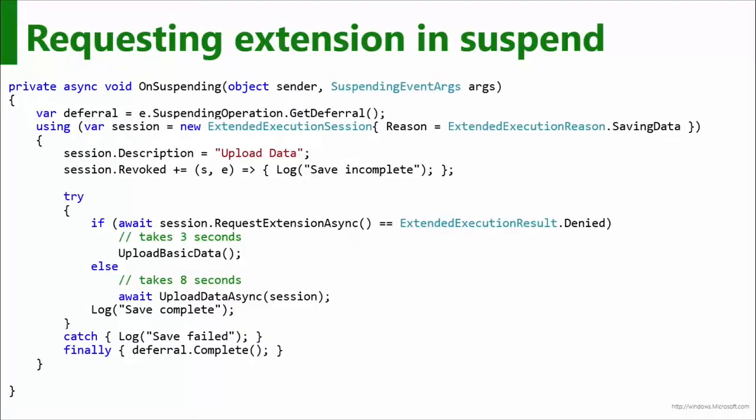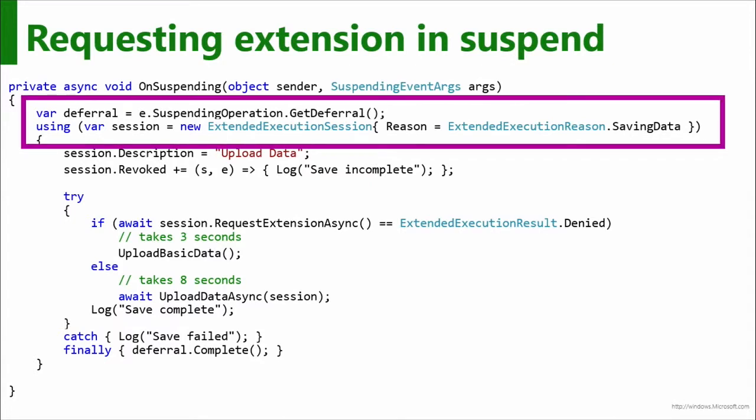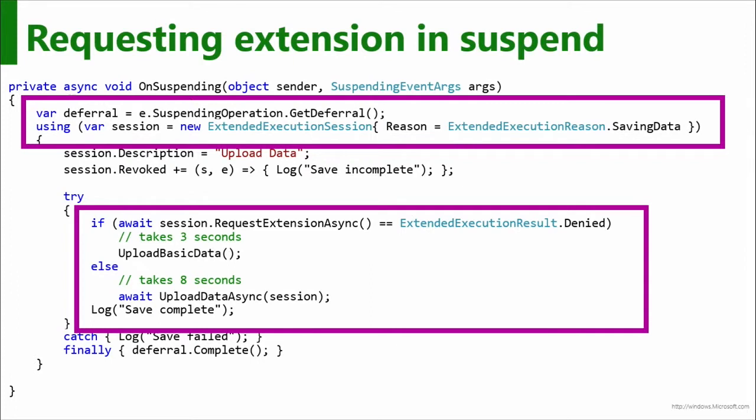That's right. This is what the syntax looks like inside the suspending event handler. We create the deferral just like we would normally, and then we create the extended execution, and we give it a reason. In this case, there are 3 reasons we would be able to give it. This one is saving data, and this is when we get a response back right here. We say request extension async. It will give you a response back of whether or not it's denied or allowed.